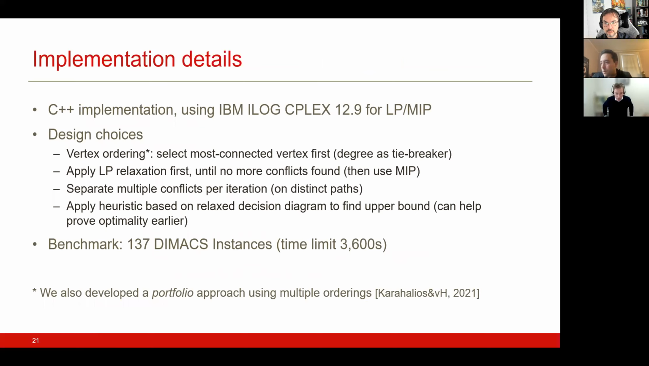The implementation is done in C++ using CPLEX as the LP solver and the MIP solver. The variable ordering in the diagram, as I said before, is quite critical. I have a specific heuristic for this particular set of results I'm going to show you. It's not necessarily the best one, but it was one that I can fix, and then we can compare the results. There also is a portfolio approach presented at CPAIOR earlier this year with Anthony that shows you can make it much more robust if you look at a portfolio of variable orderings.